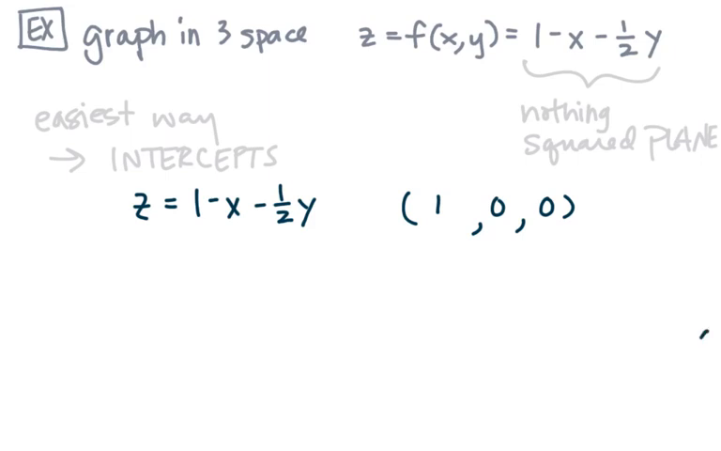So that's my x-intercept. For my y-intercept, I will let x and z be 0. 0 this, 0 that. Move this over, multiply by 2, I get y equals 2. And lastly, we will let x and y be 0, which is very easy for us to see. We get z equals 1. So I have 3 points that are going to help me plot this plane.